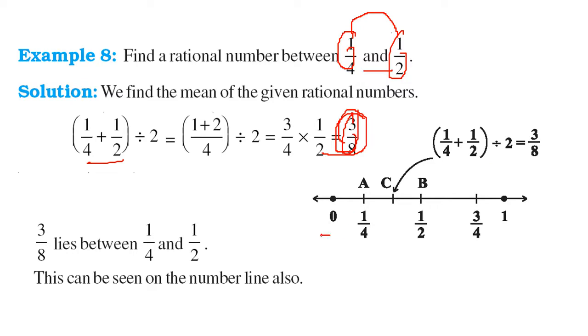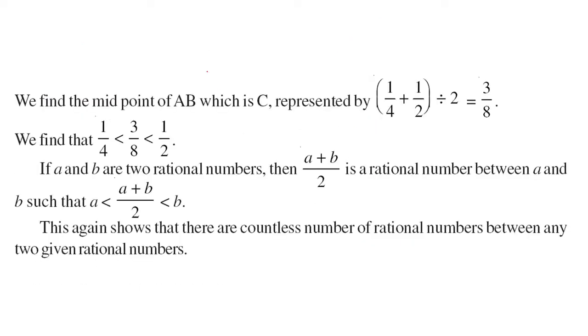See, this is 0. This is say 1 by 4. This is 1 by 2. So when you add these two and divide by 2, it comes here. When we add these two and divide by 2, it comes here. When we add these two and divide by 2, or take the mean, it comes here. So the midpoint, which is actually in between, this 3 by 8 is going to lie between 1 by 2 and 1 by 4. Actually, this is the mean. So (a plus b) by 2 will always be between a and b.